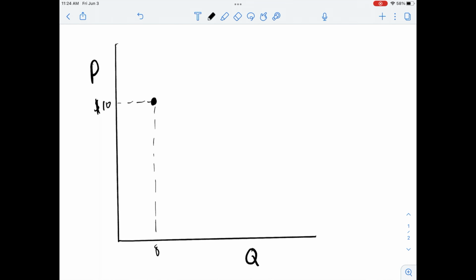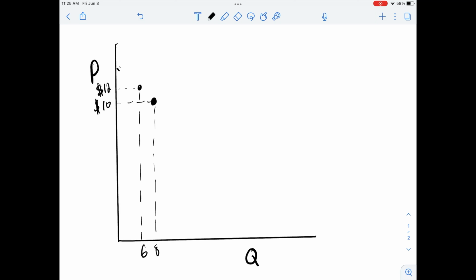Suppose there are just enough willing consumers to buy 6 units of the good when the price is $12. Then that is another point on the inverse demand curve. If we connect all such points, then we get the inverse demand curve, the entirety of it.